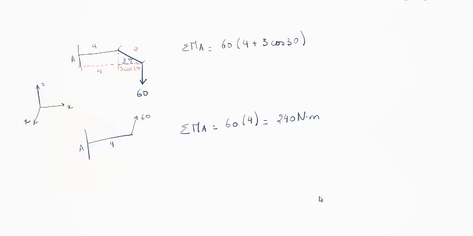Now let's say we have a simple link with a force of 60 Newtons in the direction x, shown here. The sum of the moment is 60 times 4, 240 Newton meters.